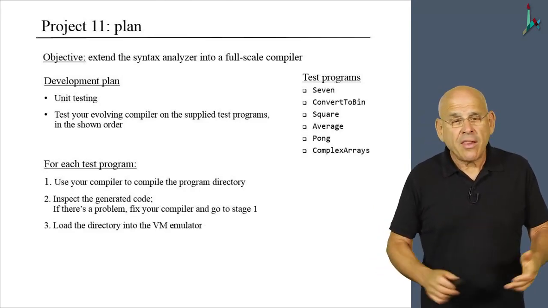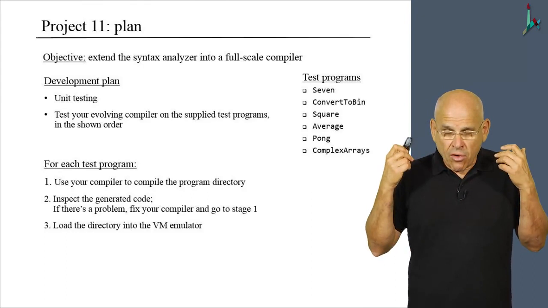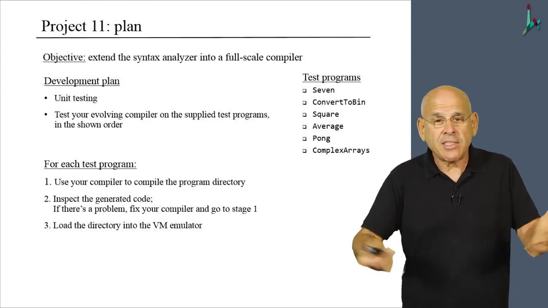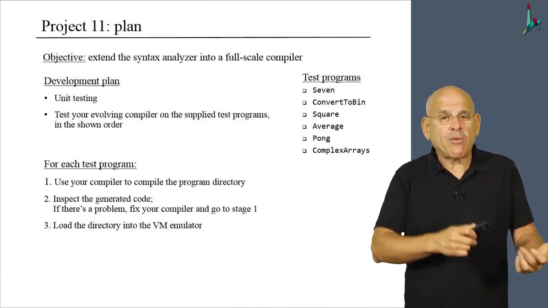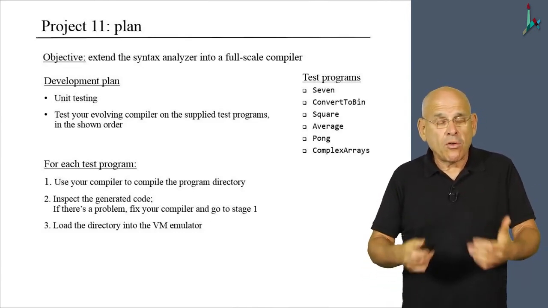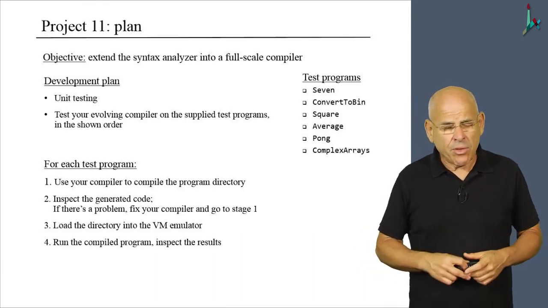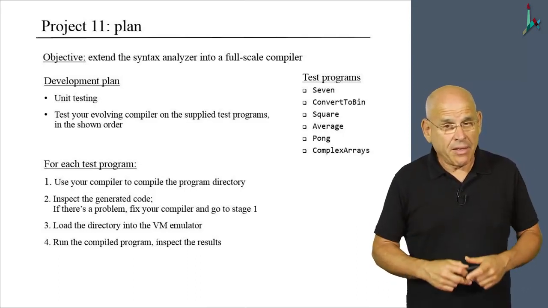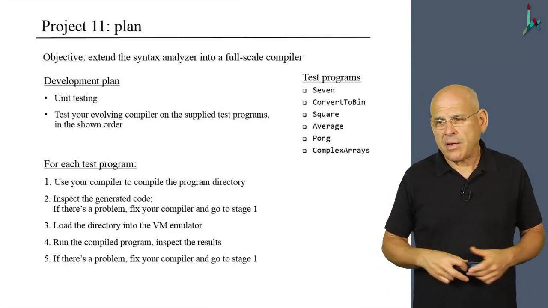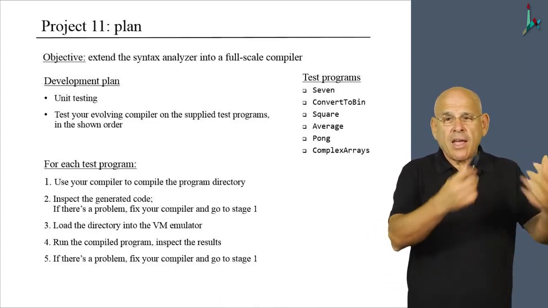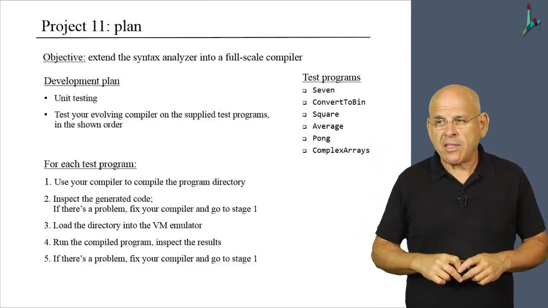If things look okay, then you load the directory into the VM emulator. Now you can do it because if your compiler is well functioning, it will create a set of VM files, one for every given Jack file. So when you load the directory into the VM emulator, the emulator will load the VM files and you'll be able to actually execute them. So you can execute the generated code. You can inspect the results. We will tell you what to look for. And once again, if things are not working correctly, you have to fix your compiler and go back to stage 1. So that's the loop that you have to go through with every one of these test programs.